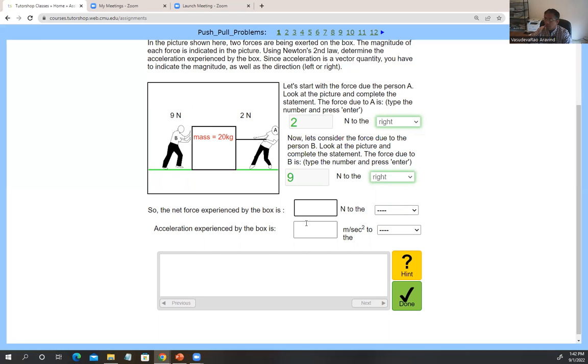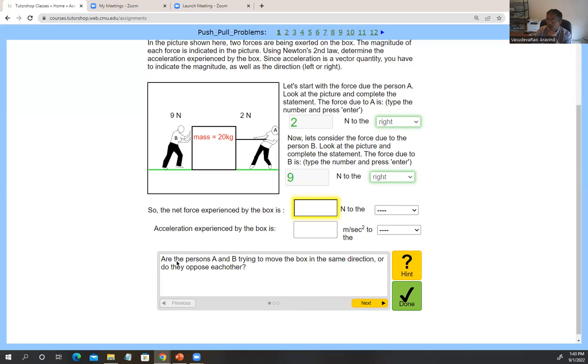Okay, so next step. So the net force experienced by the box is how much? So in this case, you see that there is 2 newtons to the right and 9 newtons also to the right. So overall, there is a total 11 Newton force. But suppose the student does not know it, then the student can ask for a hint.